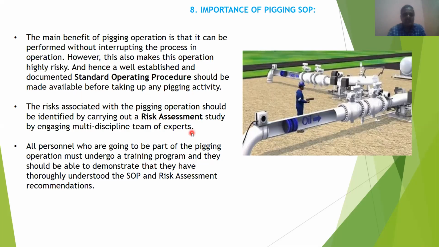The risk associated with the pigging operation should be identified by carrying out a risk assessment study by engaging a multidisciplinary team of experts. Why are these multiple experts required? There are walls, there are pipelines, many things are there. Corrosion specialists and pigging specialists. You have to discuss with these experts for assessment purposes.